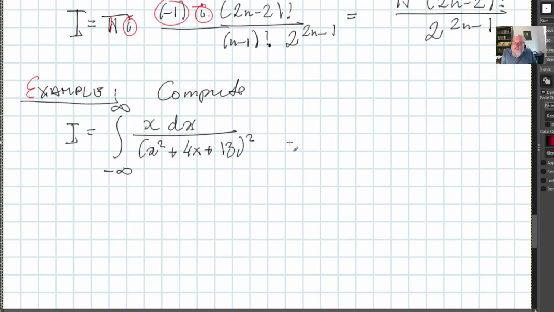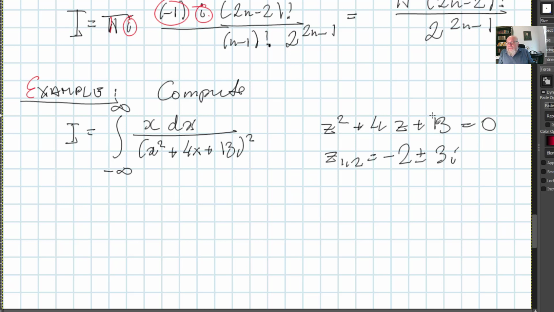So first try to find the singular points, and let's do it so you can solve it easily. You are getting two singular points, z1, z2, which are equal to minus 2 plus minus 3i. Check it. You just do the simple computation by yourself.